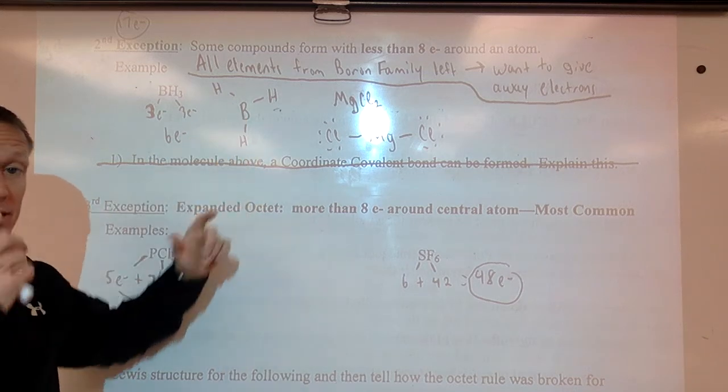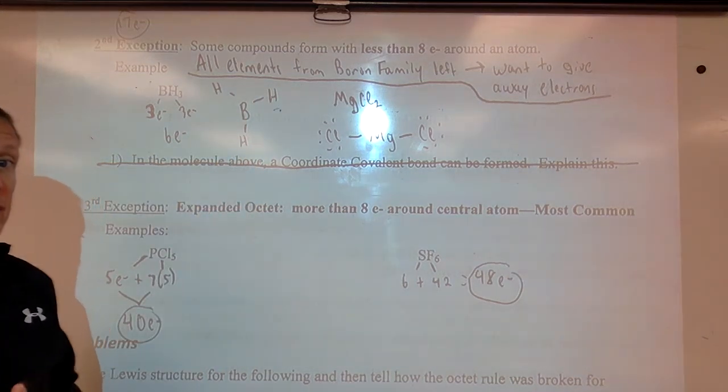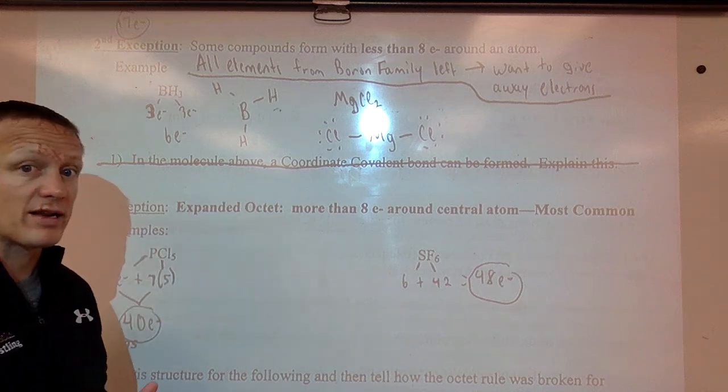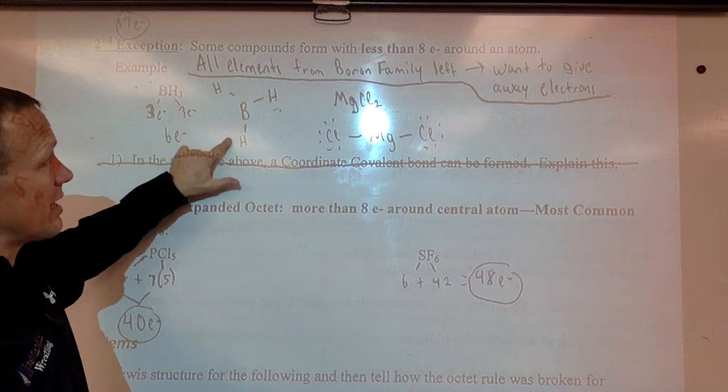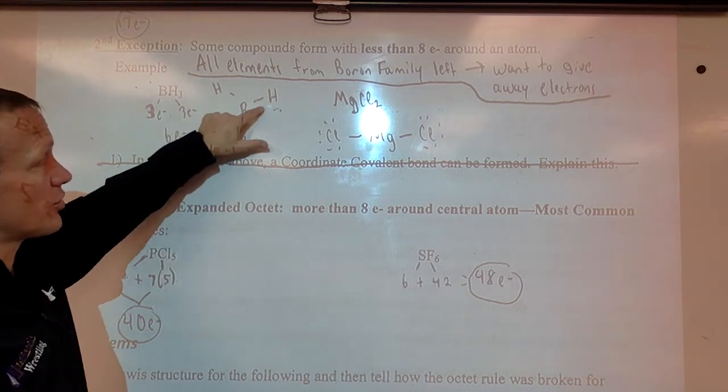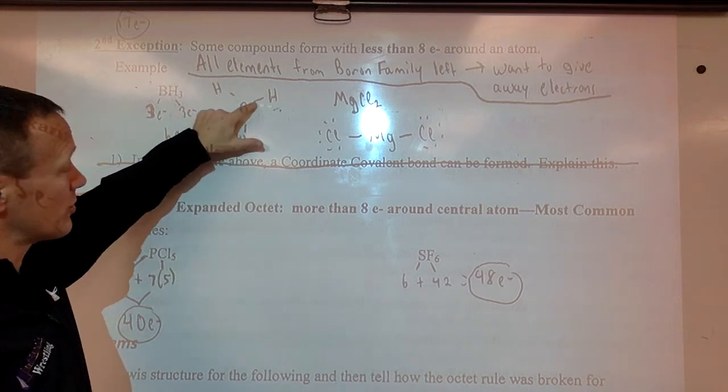Boron only has 6 around it. Again, it's family 13 to the left. The elements with 3 valence electrons to the left. This would be a trigonal planar shape, remember, because there's no unshared pairs on here, so these electrons are evenly distributed around there.